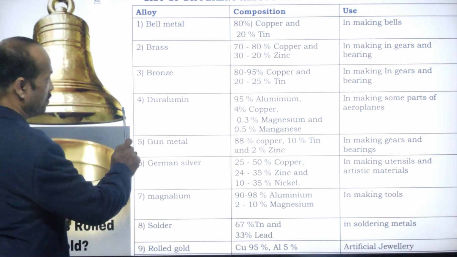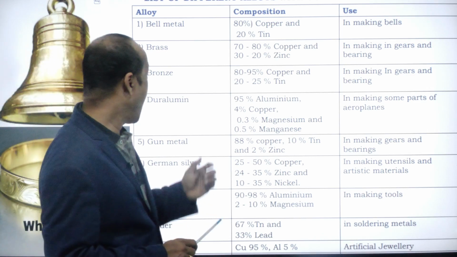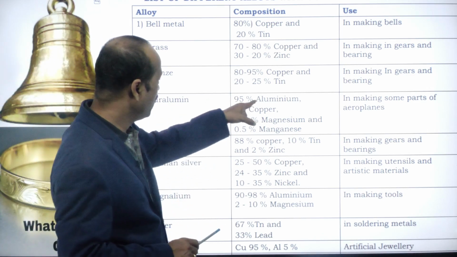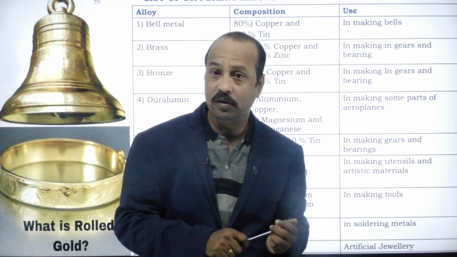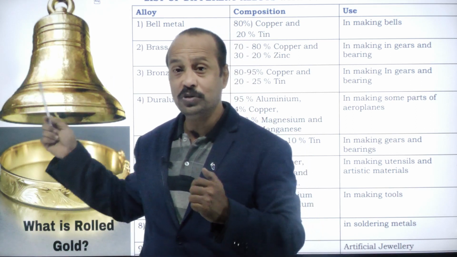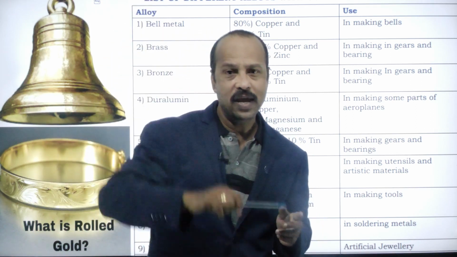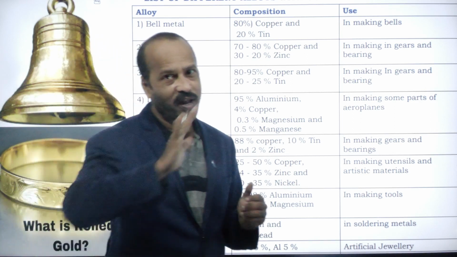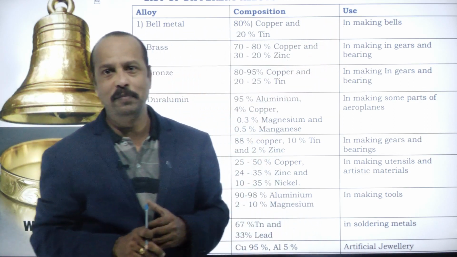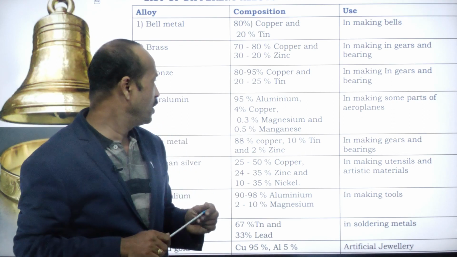Then come to duralium. This is very important. The main component of duralium is aluminium, about 95%. Where is duralium used? In aircraft. Aircraft should fly, so they cannot be made of iron.